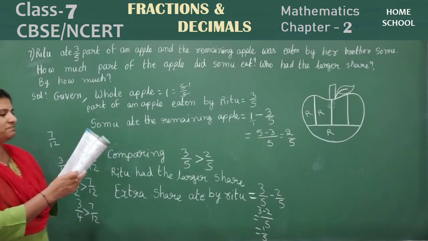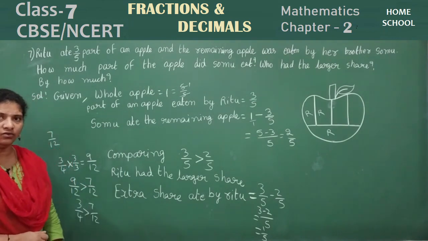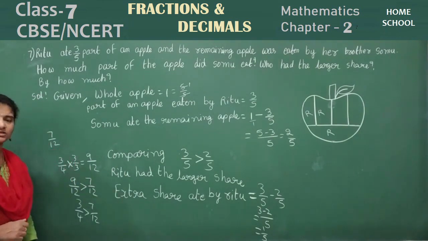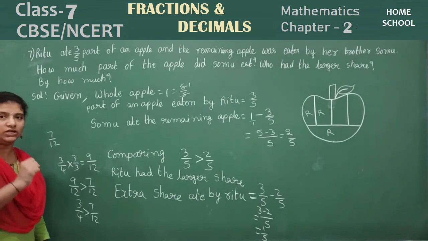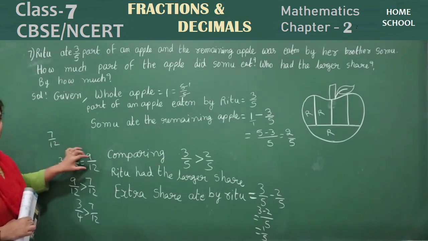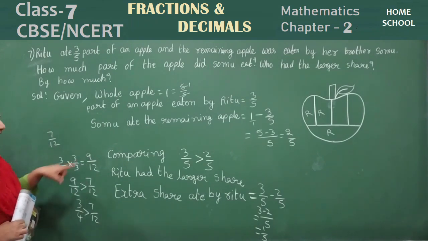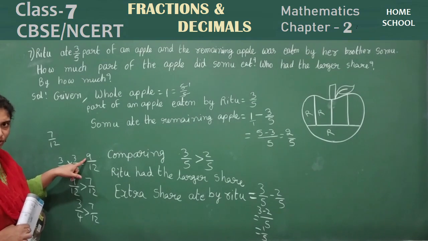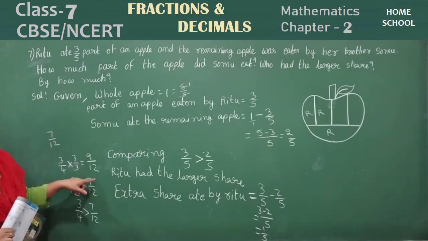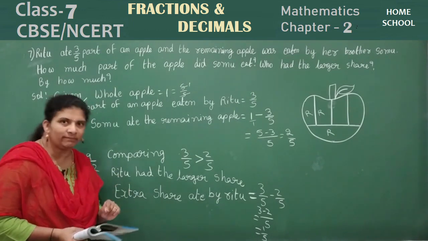So next, by what fraction was it longer? What fraction longer means what you need to do? You need to subtract. How do you subtract here, children? So subtract 9 by 12 minus 7 by 12. That will be, how much you are going to get? 2 by 12, that will be 1 by 6 is your answer. So this is your homework part, children.